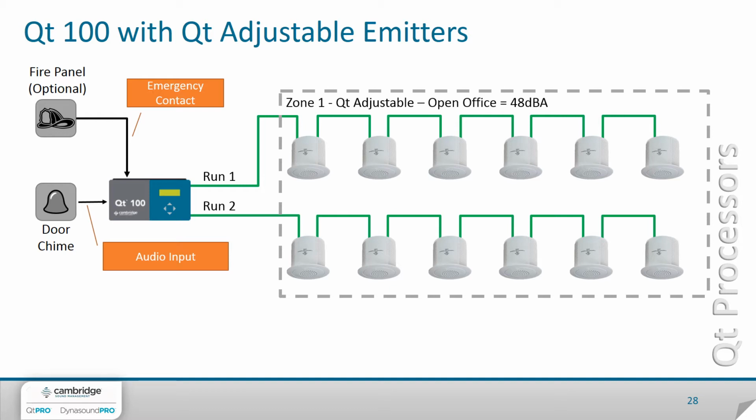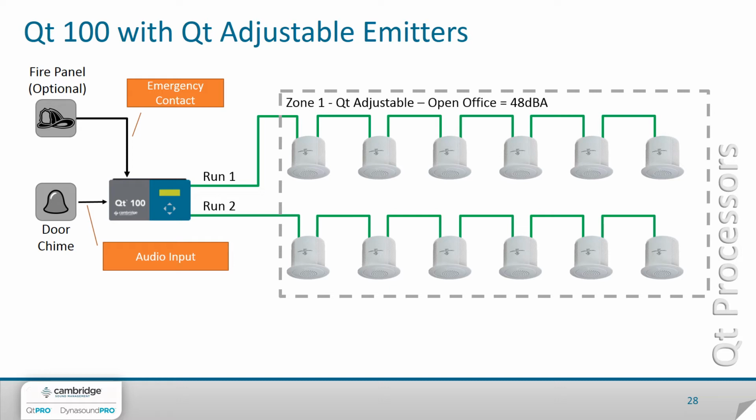An important concept to grasp is that both cable runs are adjusted together and not independently. Zones are adjustable in QT Pro. Therefore, the volume of the adjustable emitters on Run 1 is the exact same level as those on Run 2. As this is an open office, a measured volume of 48 decibels A-weighted would be appropriate for such an environment.